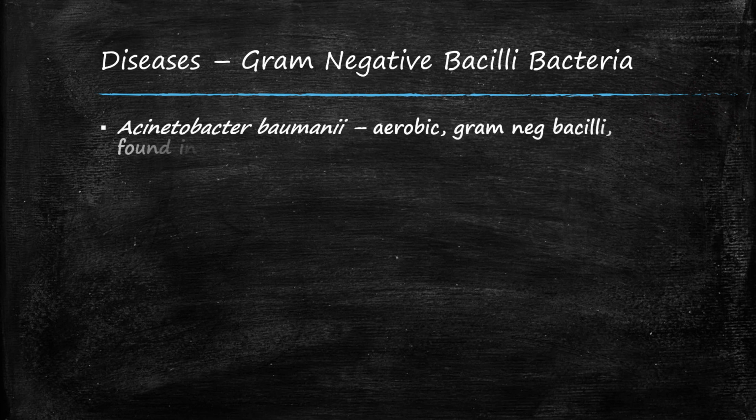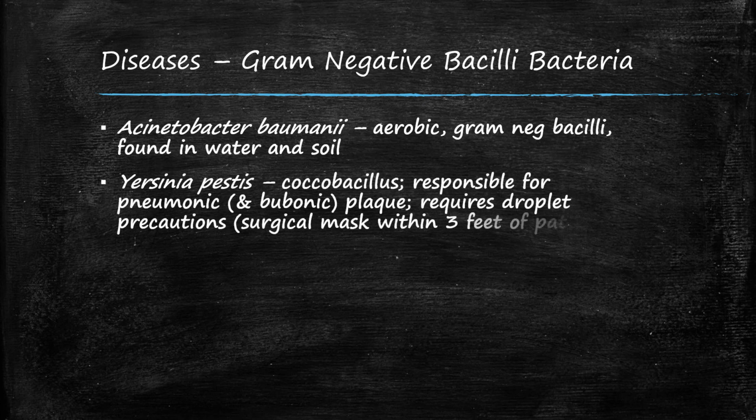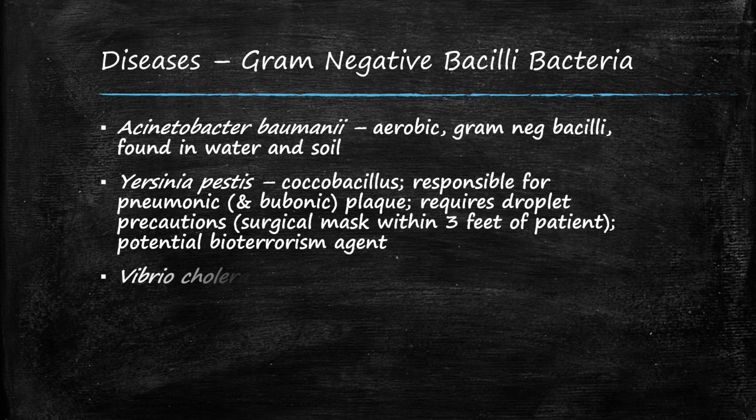More gram-negative bacilli, like I told you, there's a lot of them. Acinetobacter baumannii is an aerobic organism found in water and soil. Yersinia pestis is a coccobacilli, meaning it has kind of a shortened bacilli appearance, and is responsible for pneumonic and bubonic plague. So this is the scourge of the Middle Ages, the Black Death. Bubonic plague requires droplet isolation, and it is another potential bioterrorism agent.